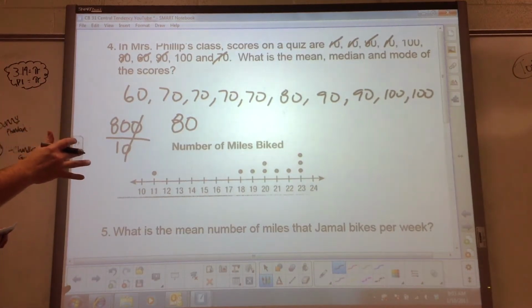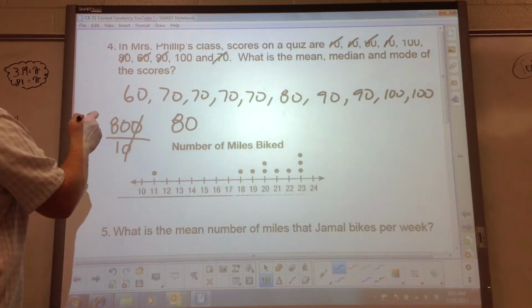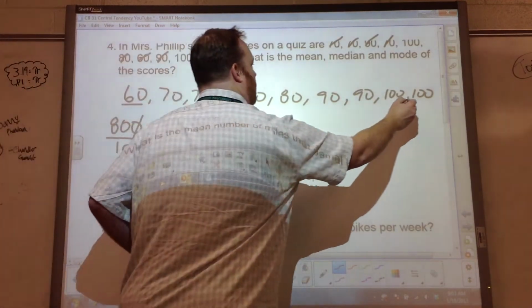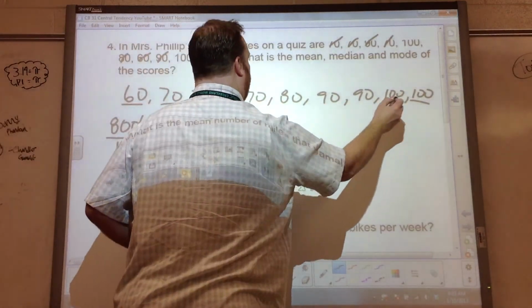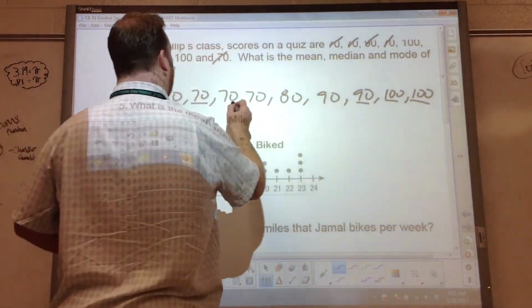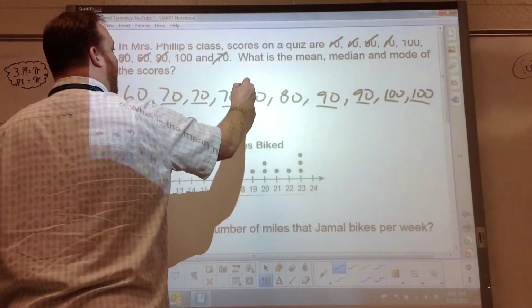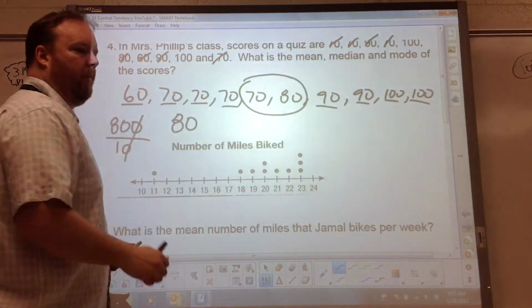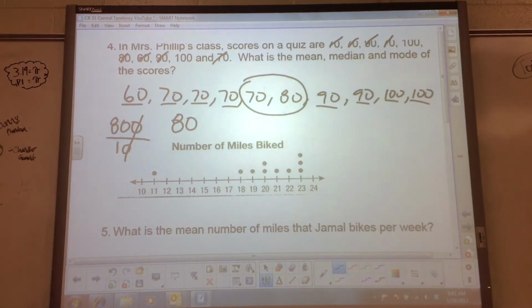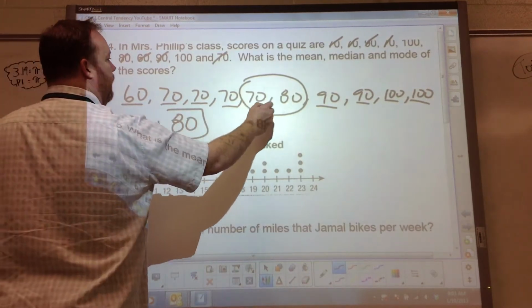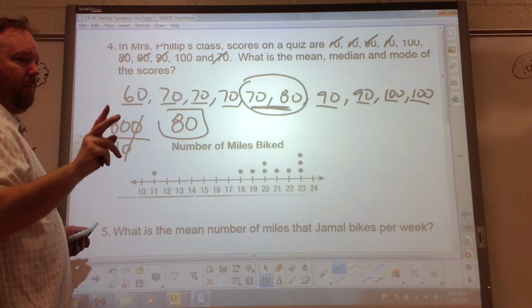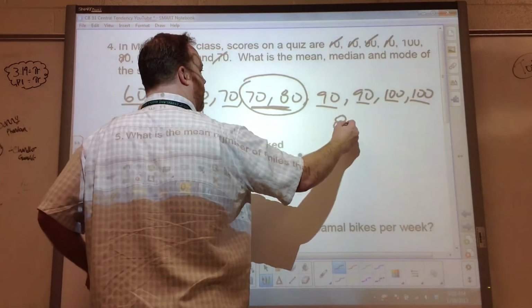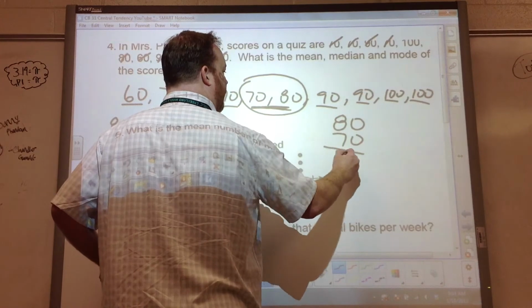Well, to find the middle number, what you can do is cross off one at a time, 1, 2, 1, 2, and now, unfortunately, I don't have a true middle number. When you have an even number of data, 10, 12, or 2, 4, 6, 8, 10, 12, and so on, you're not going to have a true median, a number in the middle. So you basically have to add these two up and divide by 2. Not 10, but by 2. So you're going to say 80 plus 70 equals 150.